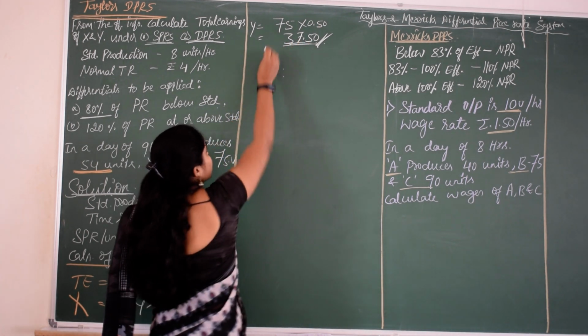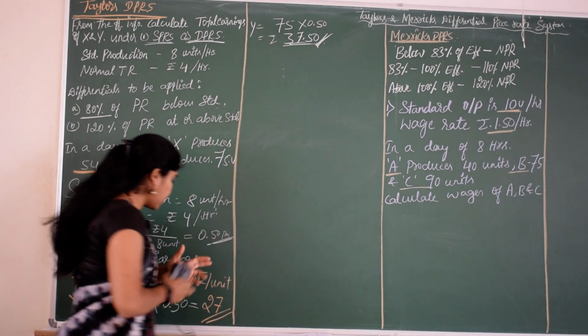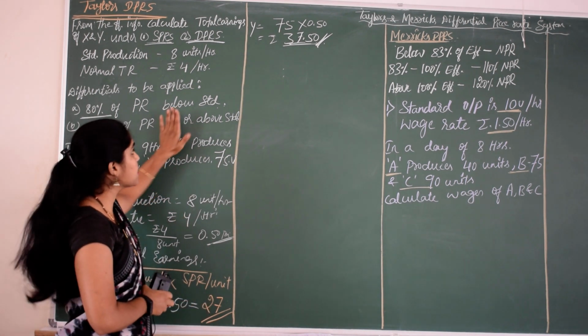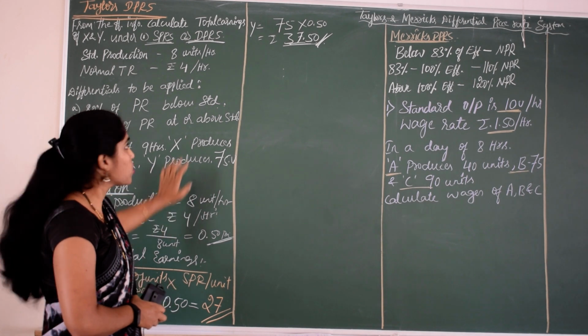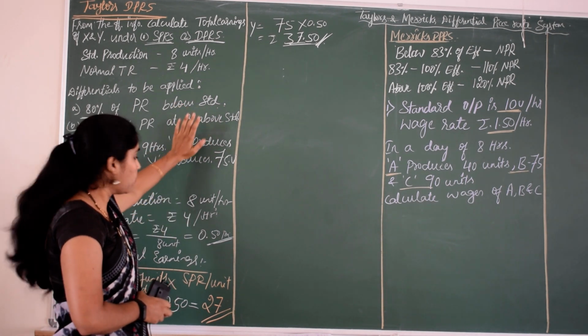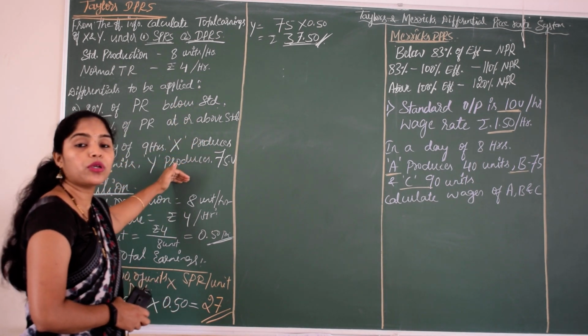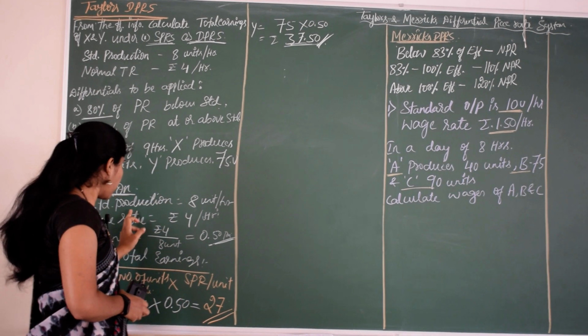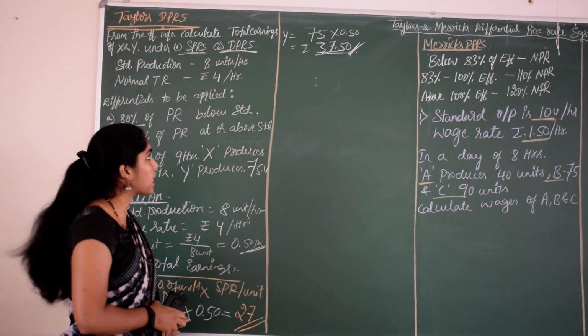So, this is the wages of Mr. Y and 27 rupees is the wages of Mr. X. So, this is straight piece rate system. Straight piece rate system is a method where we calculate total earnings by taking the number of units produced into consideration.